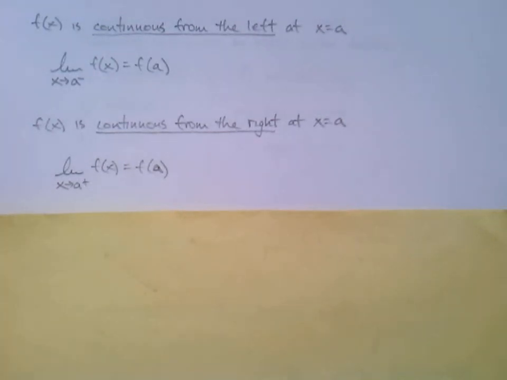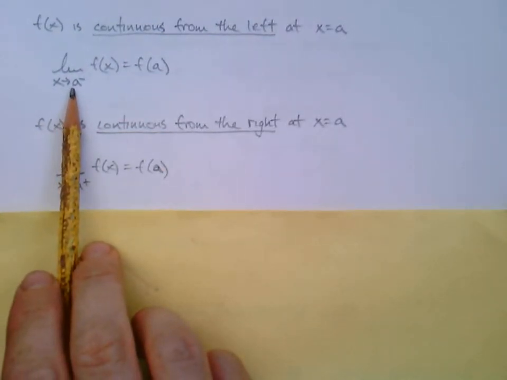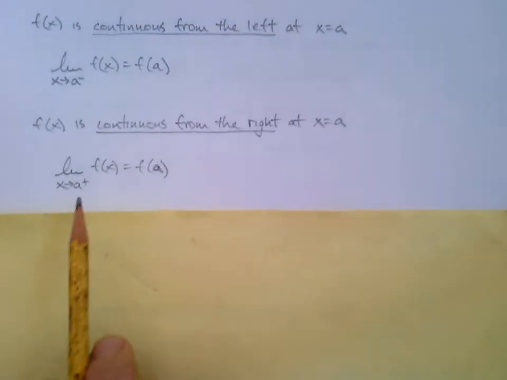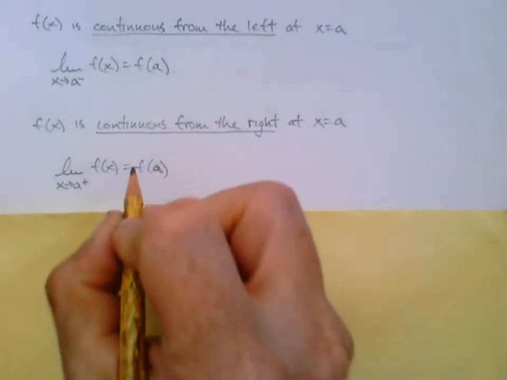The next concept, pretty natural where this comes from, we can define continuity from the left only or from the right only. And so that involves either just a left limit or a right limit. So let me explain. f of x is continuous from the left at x equals a if that left-sided limit as x approaches a from the left is equal to our function value f of a. And f of x is continuous from the right at x equals a if our right-sided limit is equal to the function value f of a.